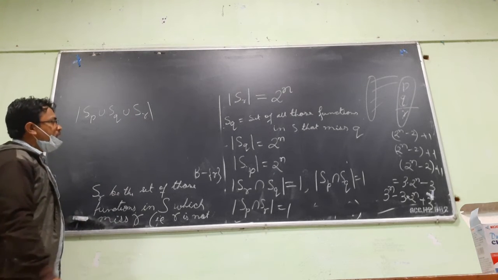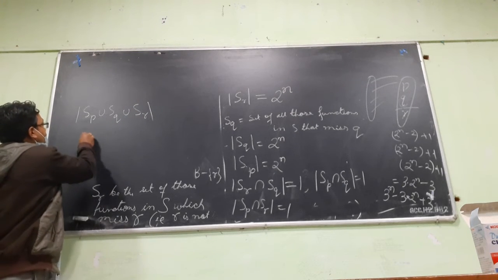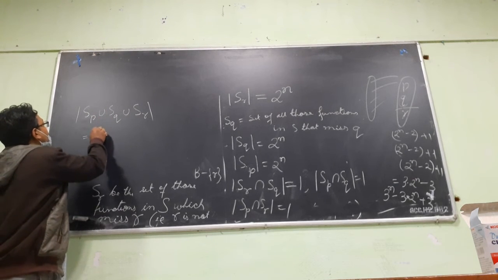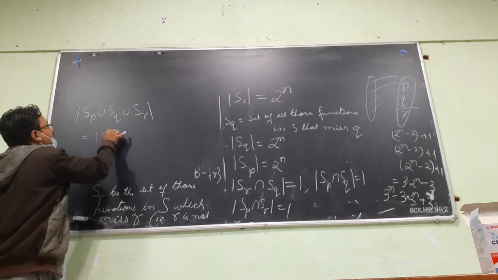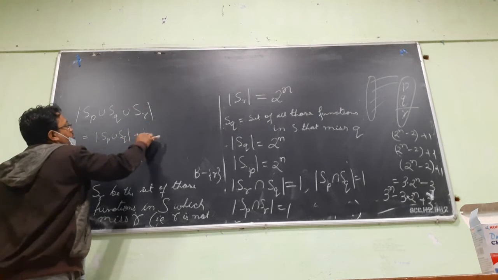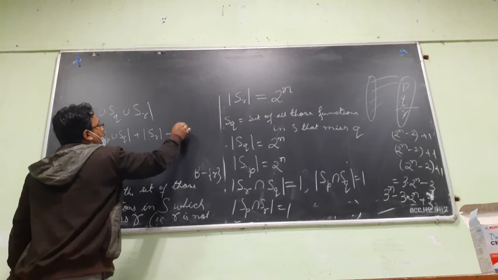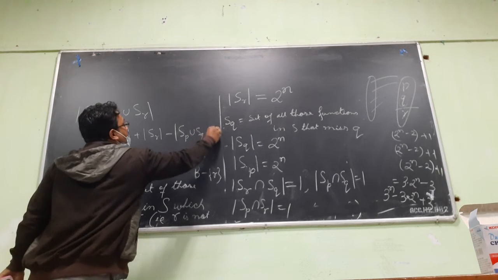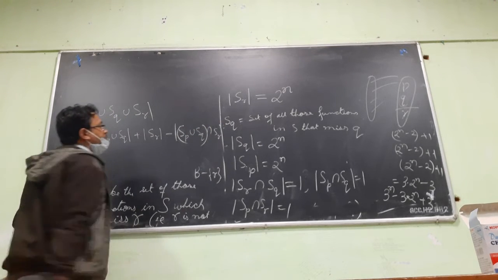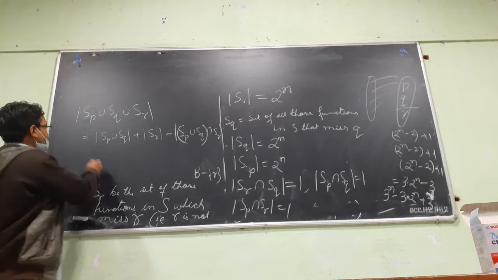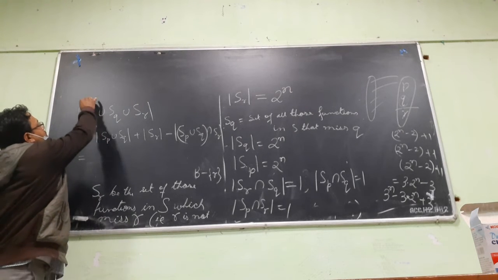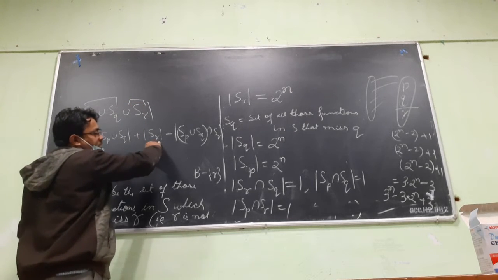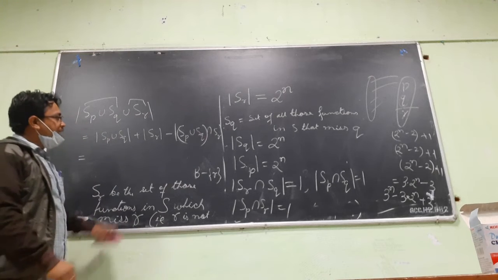What is the number of elements of this? As per your set theory, if you remember, or even if you don't remember, it's not a problem. It is the number of elements of SP union SQ, plus the number of elements of SR, minus the number of elements of (SP union SQ) intersection with SR. Consider this one as A, this one as B: number of elements of A plus number of elements of B minus number of elements of A intersection B.